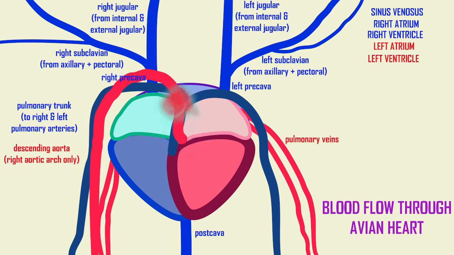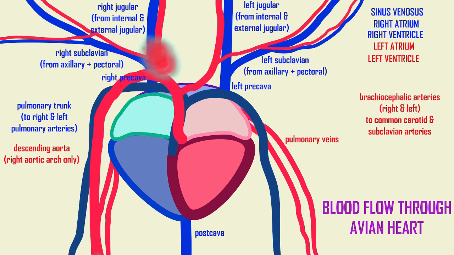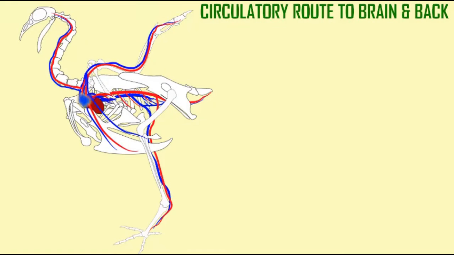exchange. Oxygenated blood then returns through pulmonary veins into the left atrium, the left ventricle, and then the arch of the aorta. As blood is sent to the brain and back, the circulatory route is fairly typical of reptiles.